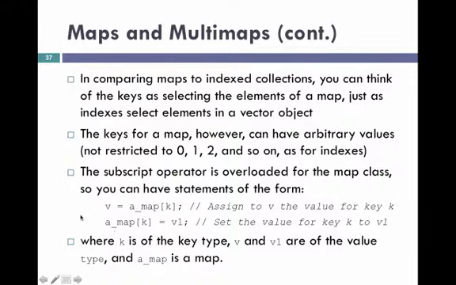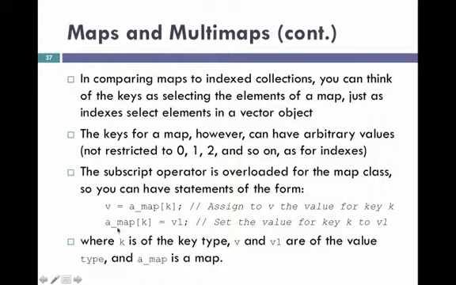Now, in comparing maps to indexed collections, you can think of keys as selecting the elements of a map, just as indexes select elements in a vector object. Now, the keys for a map can have arbitrary values, not just integers such as 0, 1, 2. So the subscript operator is overloaded for the map class, so you can have statements of this form. Here we assign to V the value for key K. So if we have a map and we use K, the key, as the subscript, that will go into the map and it will pull out the value associated with that key, and that's what gets assigned to V.